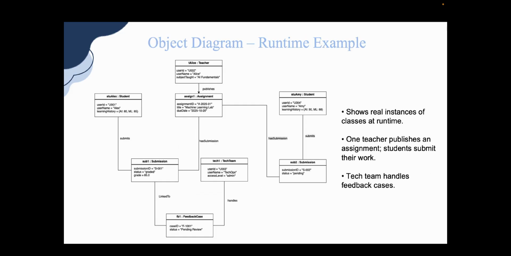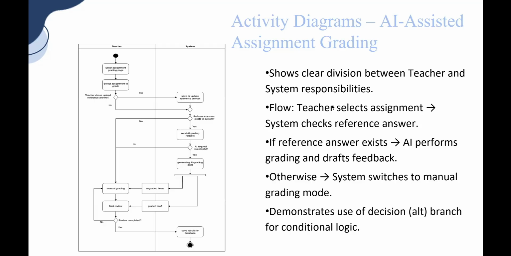For the object diagram, this shows a real example of how these classes interact at runtime. Here, teacher Alice published an assignment called Machine Learning Lab. Students Alex and Amy each submit their work. One submission is graded, the other is still pending. The graded submission is linked to a feedback case, which is handled by tech ops from the tech team. Each student also includes their learning history, showing how performance data connects with the dashboard function.